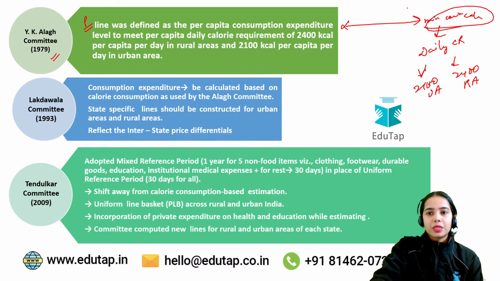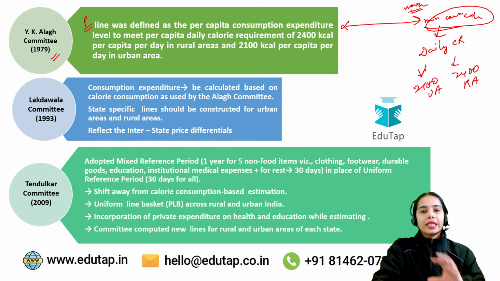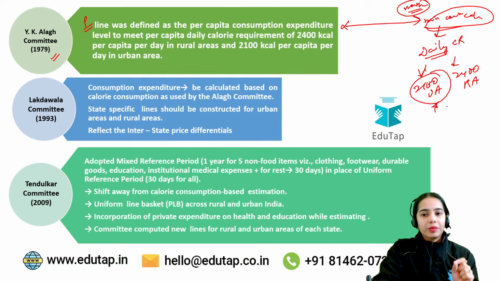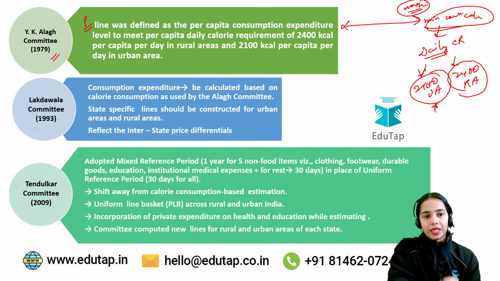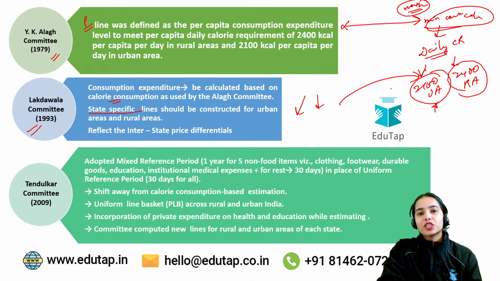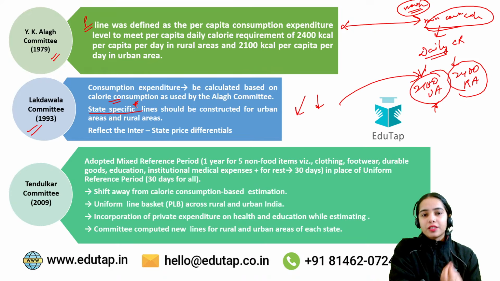And the minimum consumption expenditure was seen on a monthly basis. This is the minimum consumption expenditure that is required to meet the daily calorie requirement of 2100 calories in urban areas and 2400 calories in rural areas. The Lakdawala Committee agreed that the consumption expenditure should be based on the calorie requirement, but it said that there should be state-specific poverty lines, because in different states, to meet the daily calorie requirement, people might have to spend differently because of the interstate price differentials.